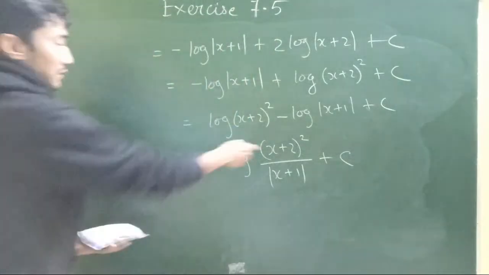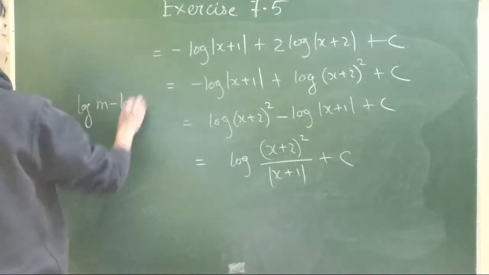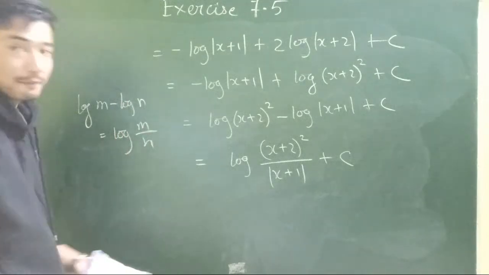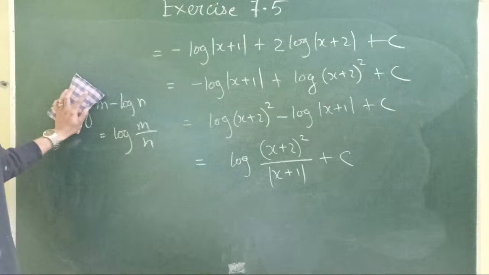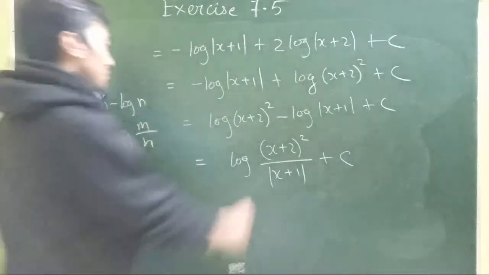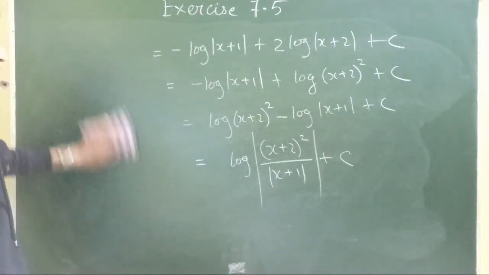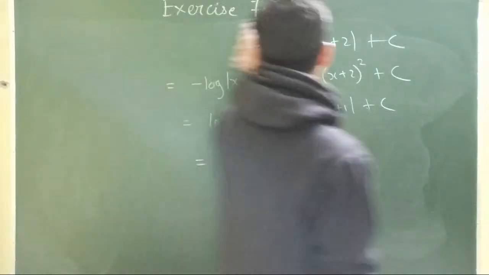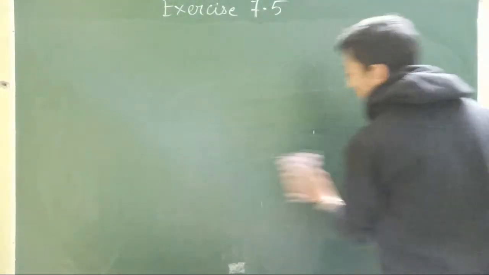I believe you know this concept, isn't it? In logarithms, log m minus log n is nothing but log m by n. Alright, so this is what can be done. This value should be positive, so if you wish you can write that also. This absolute value simply means positive values. It has to be positive, that's what we are trying to say, because log is defined only for positive values, not for negative values.